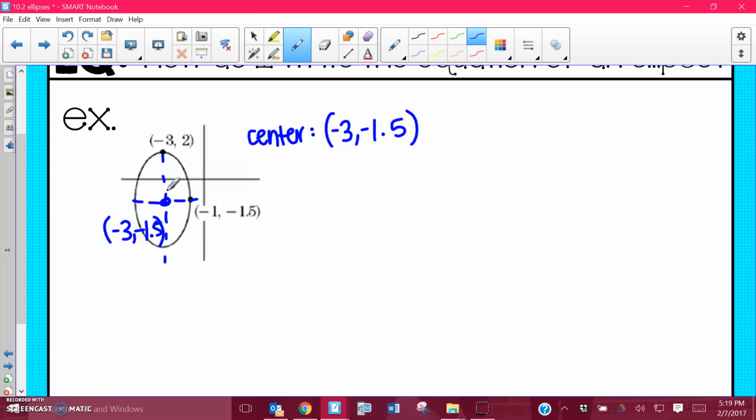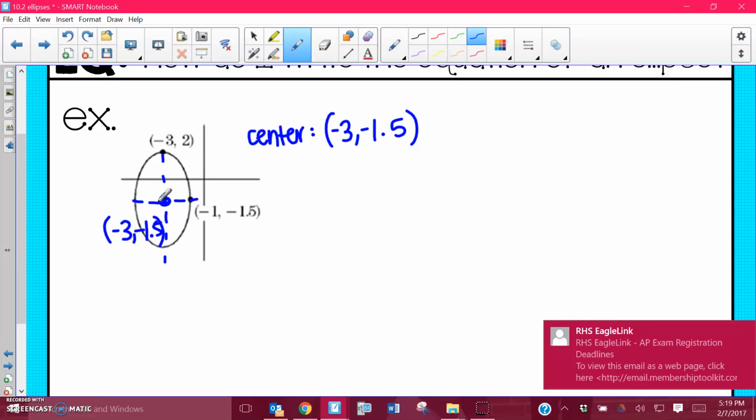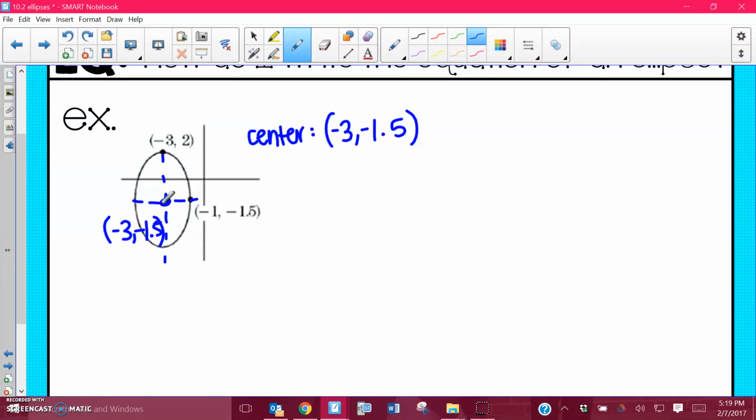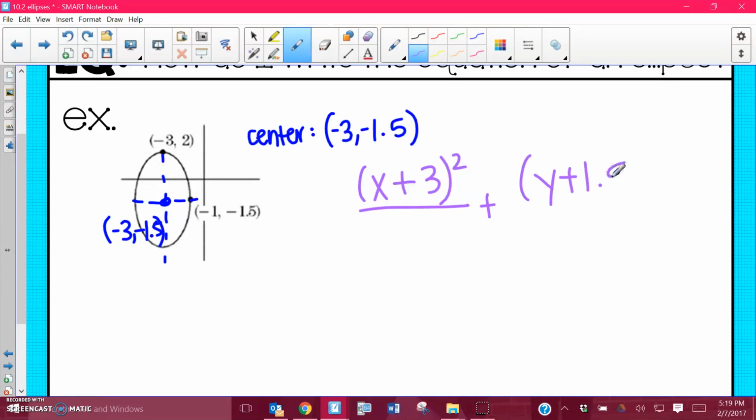And if you can't figure that out with just numbers, just go ahead and look at it and eyeball it and see, yeah, that's got to be where it is. Okay, so when I look at this, I'm going to start my equation with my center. So I have (x minus -3) squared over something I don't know yet, plus (y minus -1.5) squared over something I don't know yet, and that equals 1.